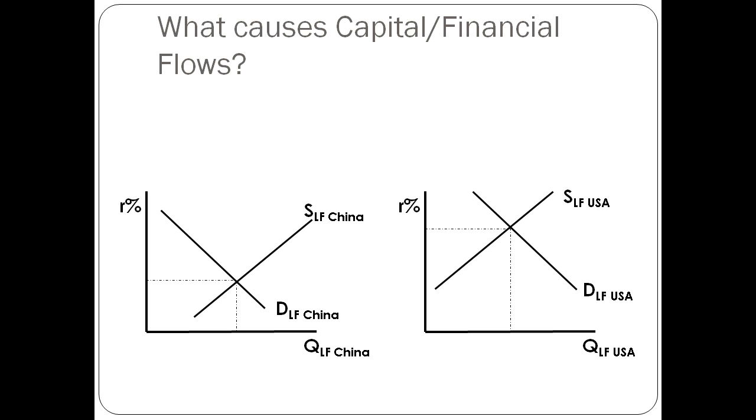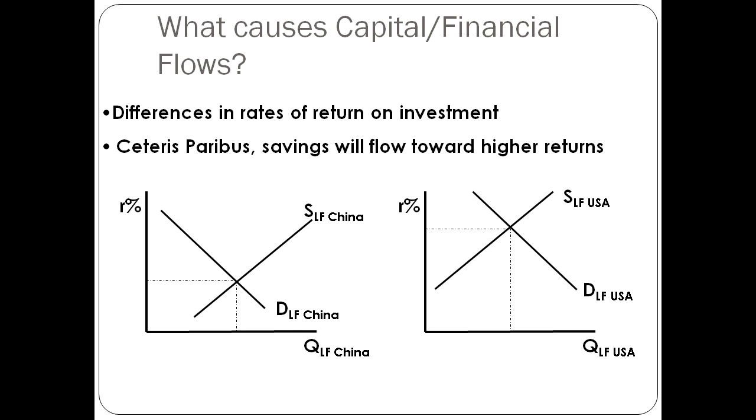Now, next we're going to look at what causes capital and financial flows. So what we're going to take a look at here is two countries and their loanable funds graphs. We're going to look at China and the United States. China's to the left, United States is to the right. As you can see, in China, the real interest rate is lower than it is in the United States. So that's going to cause the Chinese to want to move their loanable funds over to the United States. So they're going to take their savings and move them over to the United States. So we have a decrease in supply of loanable funds for China. So the difference in interest rates of return on investment is going to cause these capital financial flows. So ceteris paribus, savings will flow towards the higher returns.